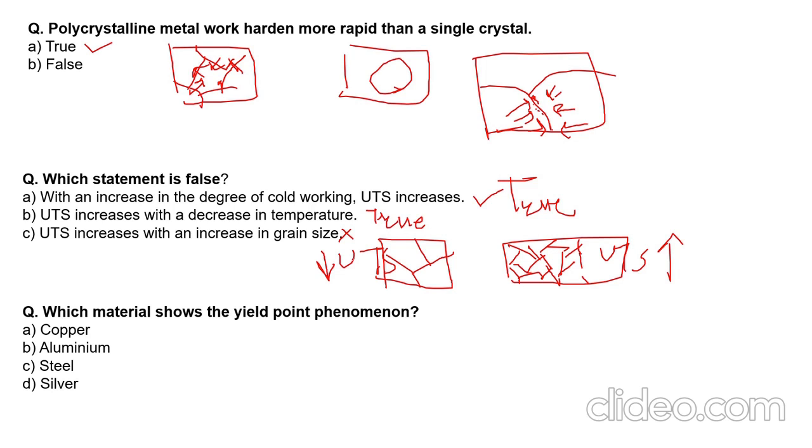Copper, aluminium, steel, or silver? First, what is the yield point phenomenon? You might have seen for certain materials a curve like this, where there is a decrease in the yield point and then you have a normal curve. This is called the yield point phenomenon, where there is a certain decrease in your yield point and then you have a normal curve. So which of these materials is responsible? First you try to answer this, then we can discuss.